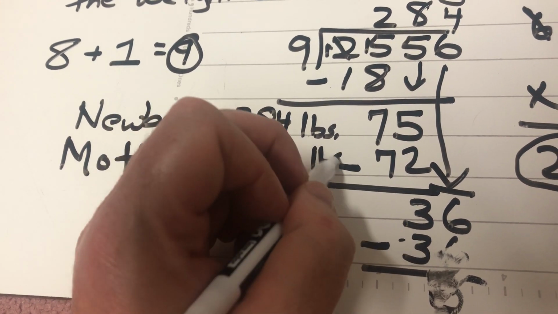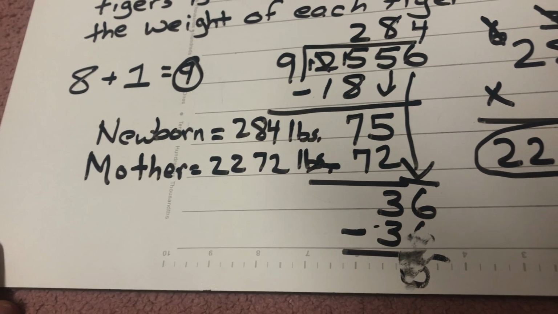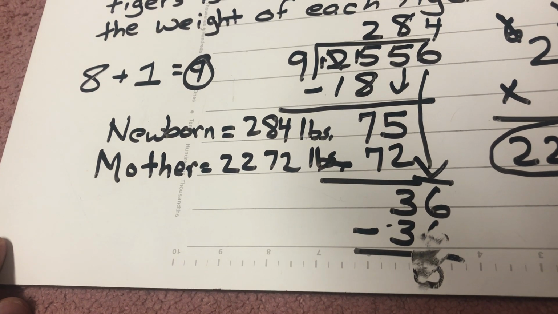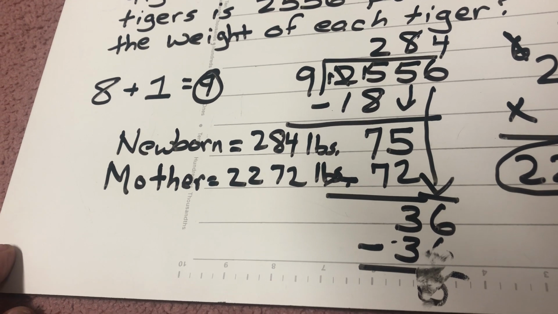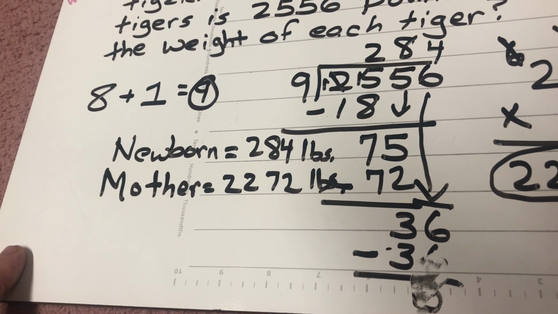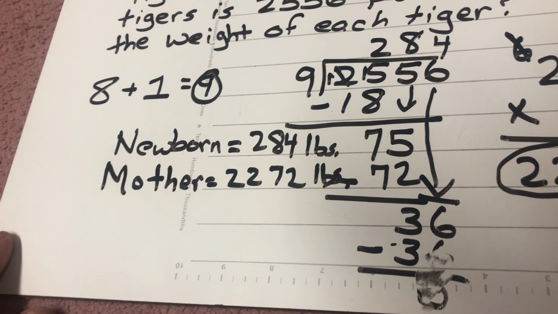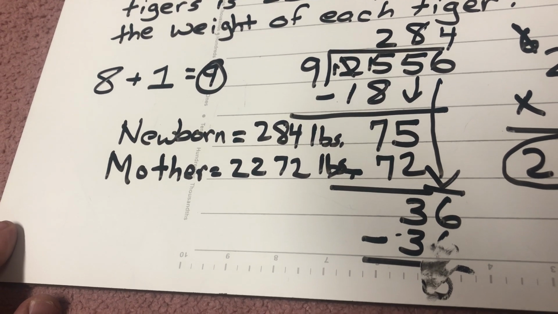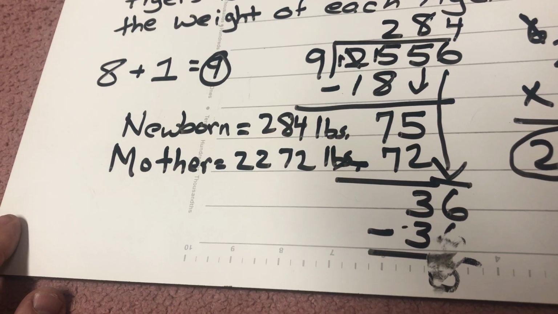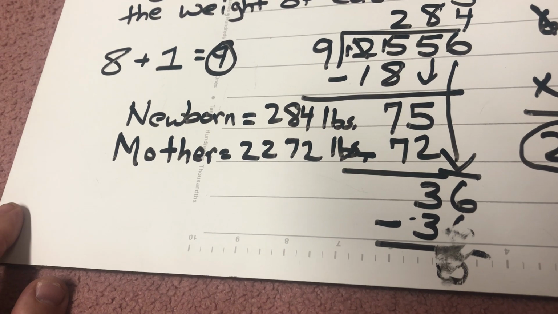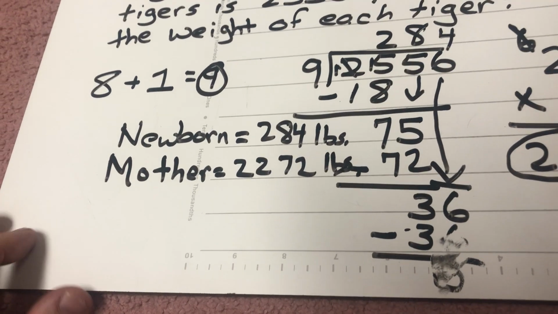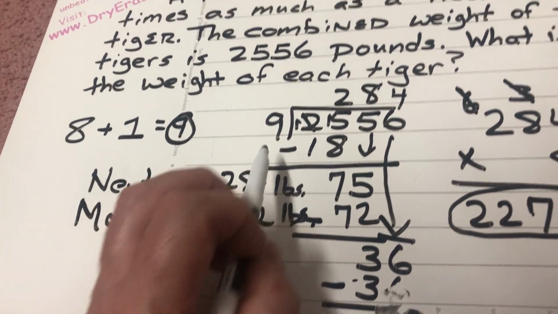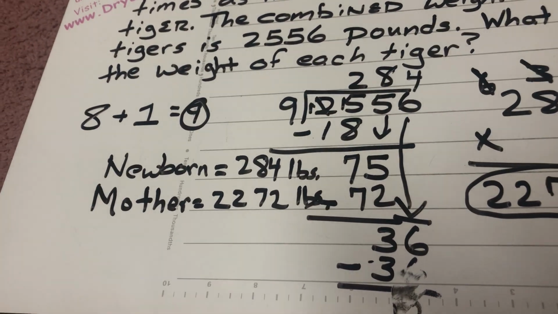Folks, I'm not 100% sure of my accuracy of how much tigers actually weigh, but mathematically, we have shown you how to solve a problem like that, even if we're not factually accurate in our weights of tigers. So moving right along, if I added those together, I indeed would end up with 2,556. All right, moving right along.